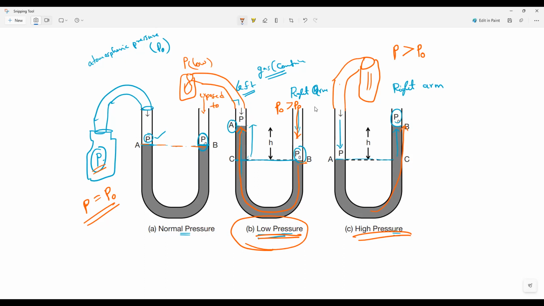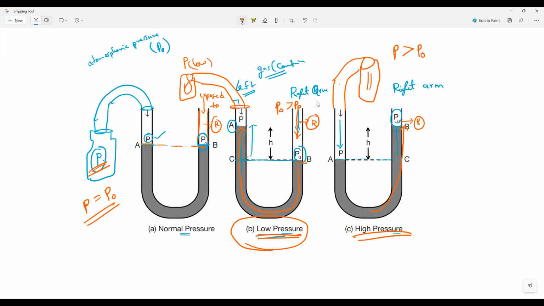So always in this arm, or in this limb, always what pressure? Anybody? In this right arm, always what pressure? Atmospheric pressure. Right arm, always atmospheric pressure. Left arm, if the levels are equal, then the gas pressure or liquid pressure is also equal to atmospheric pressure. Okay. Now, second picture, what is happening?